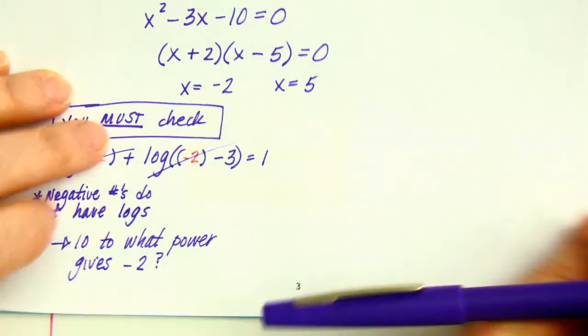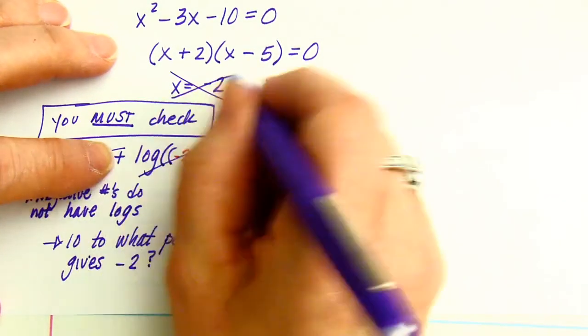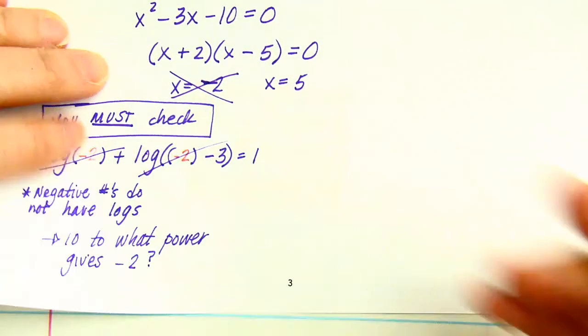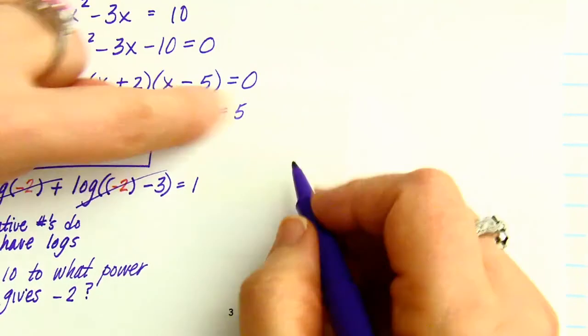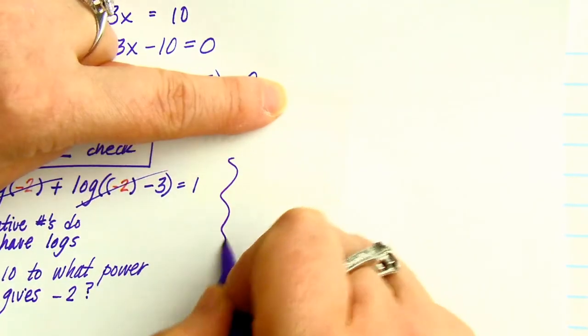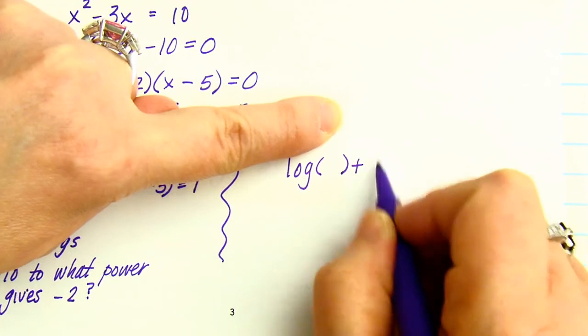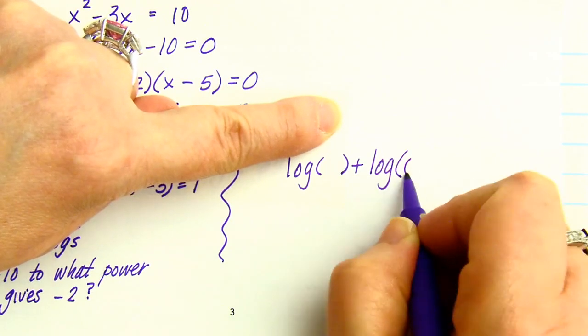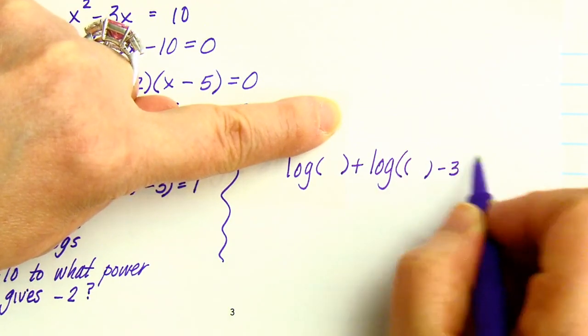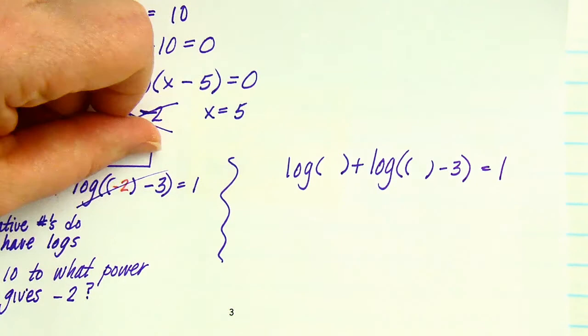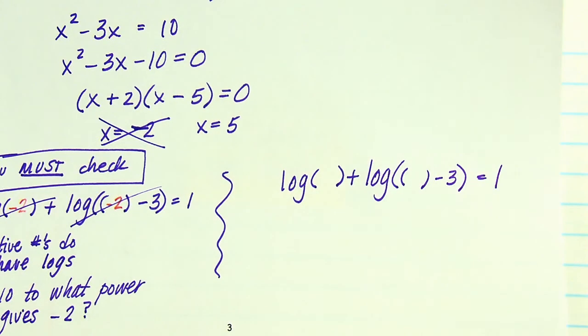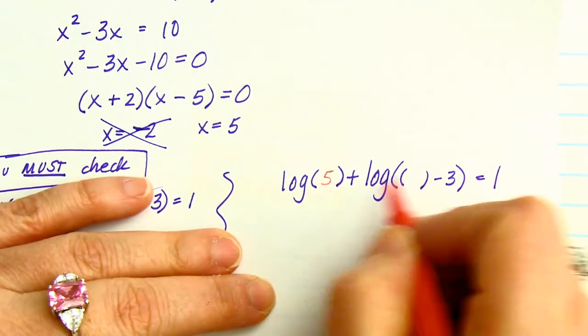All right, let's check the second solution. So we know this is an extraneous solution. All right, check. Log. I like the parenthesis for x plus log. Parenthesis for x minus 3. Close equals 1. Substitute my value in, this time of 5.